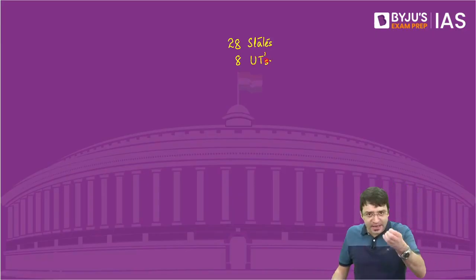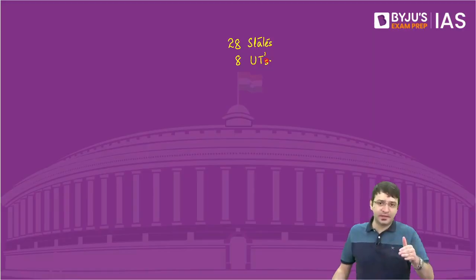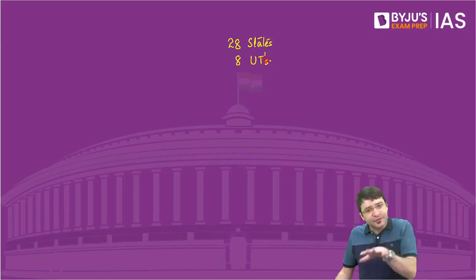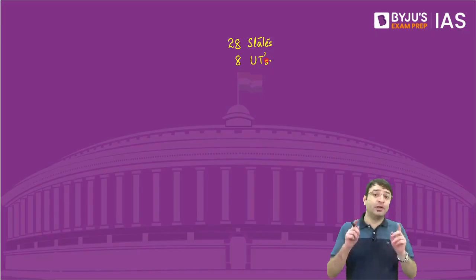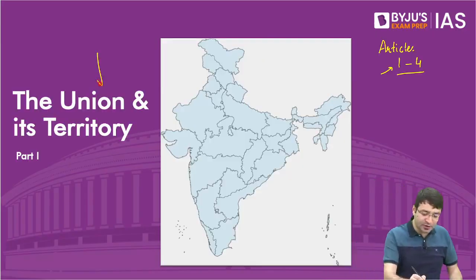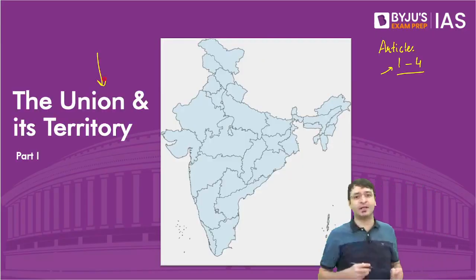What is a state? What is a union territory? How is a state different from a union territory? We will discuss that separately in a chapter known as Union Territory. Here we are not talking about union territory. We are talking about union and its territory.